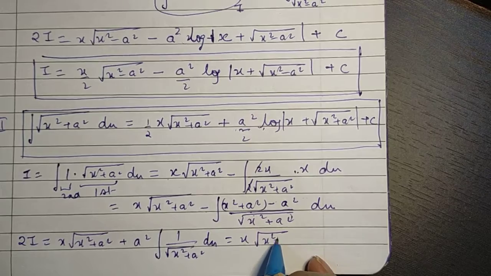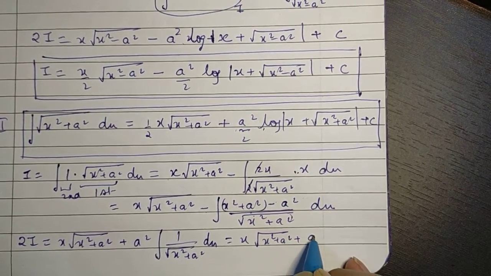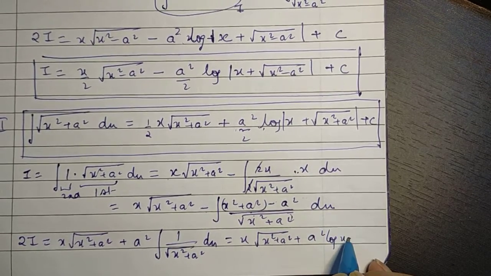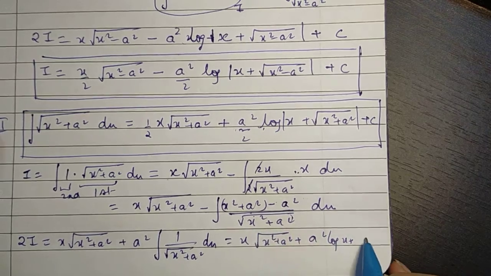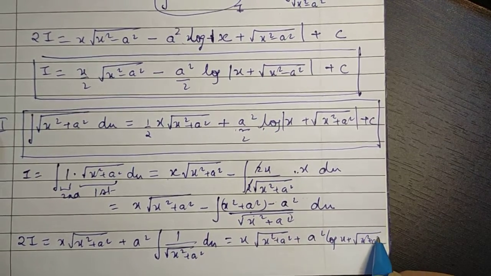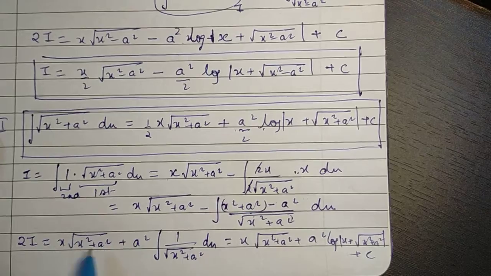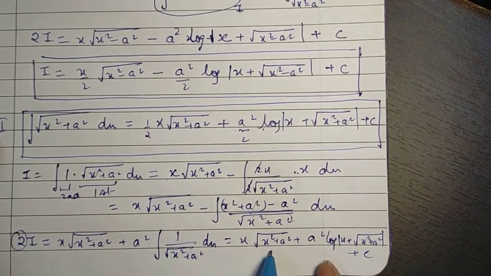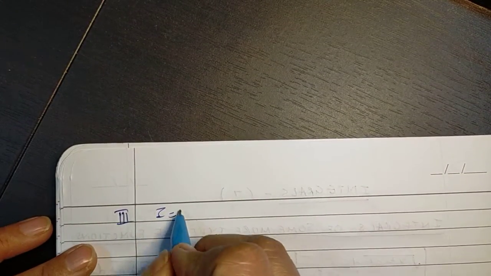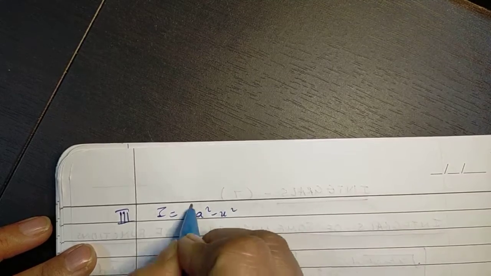And that's how you get the answer as x under root of x squared plus a squared log of x plus under root of x squared plus a squared plus a constant, and this 2 then goes to the denominator and gives us the result. Now let's quickly do the third result. The third one can be done as a squared minus x squared.